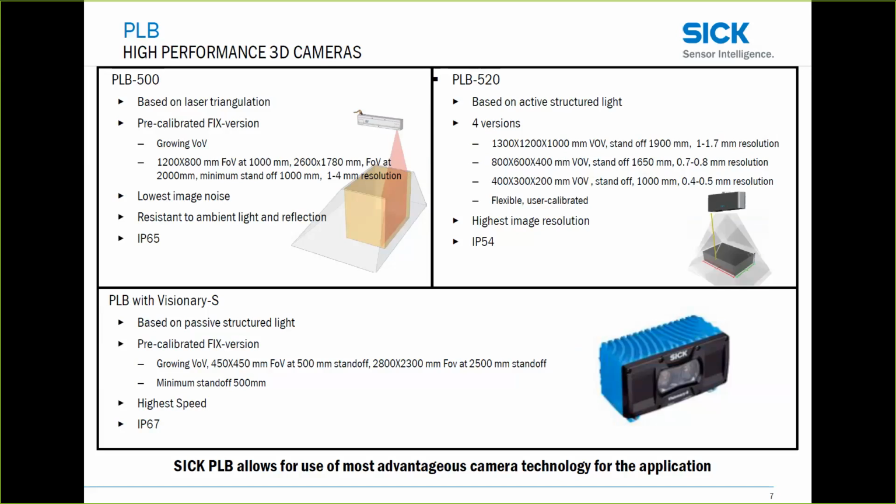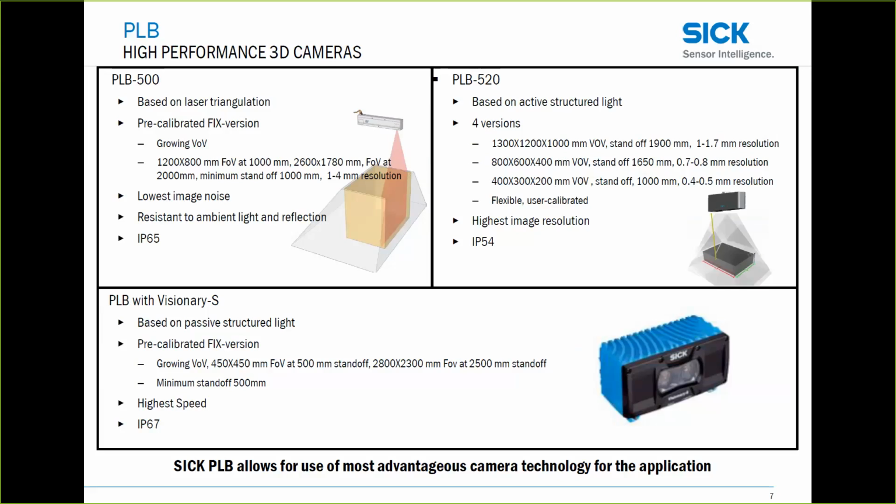The last one is the Visionary S. And this one's a little lower resolution. It's still structured light. It's in the IR space instead of the blue light space like the 520. The main thing, though, is it's quick. It's at 30 frames per second. So logistics applications, if you're looking at box picking, bag picking, depalletizing, anything fun like that, this is probably going to be the one we look at, this Visionary S, because it's able to keep up with the speed. Whereas the other ones may be a little slower.